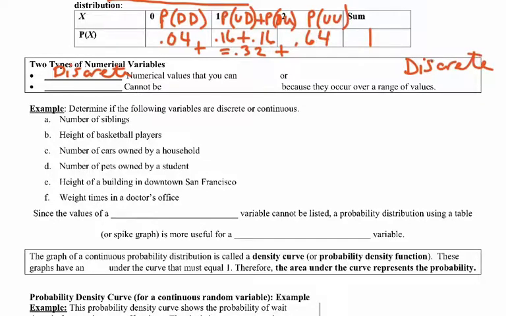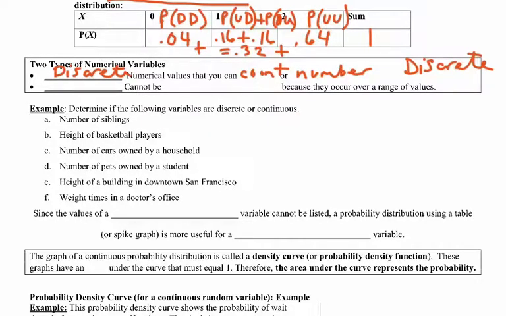A discrete variable is a numerical variable that you can count or number. So discrete would be like the number of posters you have on a wall, or the number of pictures on your iPhone. Those are things that you can count. 1, 2, 3, 4, 5.